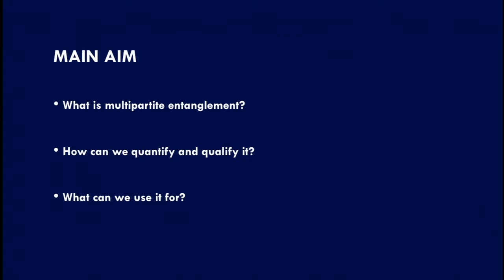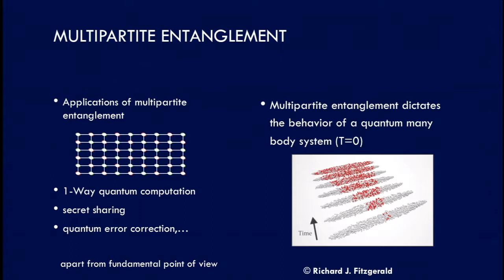Now, the reason why we're interested in that, and many of us, is because, first of all, entanglement has some nice applications in quantum information theory, like one-way quantum computing, quantum secret sharing, or quantum error correction. And apart from that, of course, multipartite entanglement is very important to understand how a many-body system behaves, especially at zero temperature, as you know much better than I do.